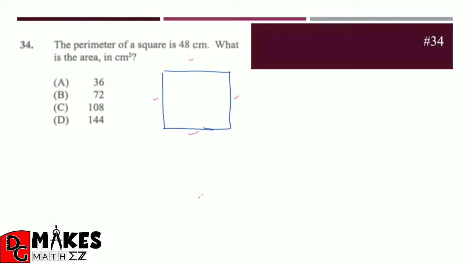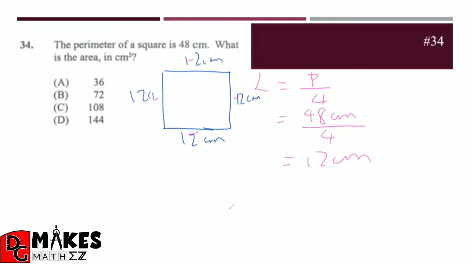This is a square, so again, we know that all 4 sides have equal length. So if all 4 sides add up to 48 and all 4 sides are equal, then the length is going to be the perimeter divided by 4. That's going to be 48 centimeters divided by 4, we get 12 centimeters for each side, which is why our perimeter is 48 centimeters.